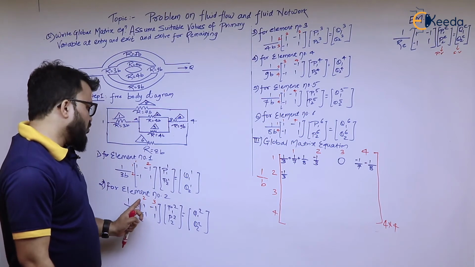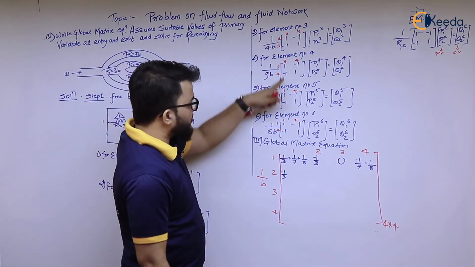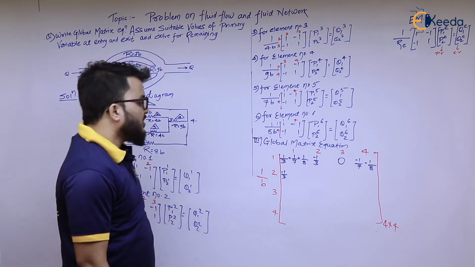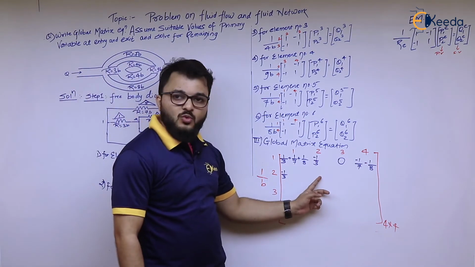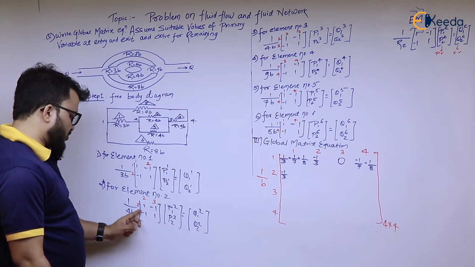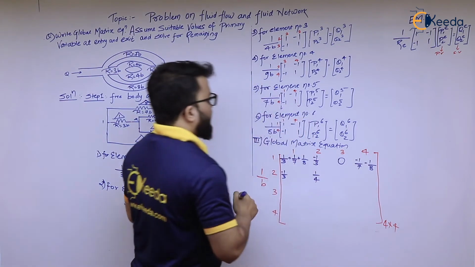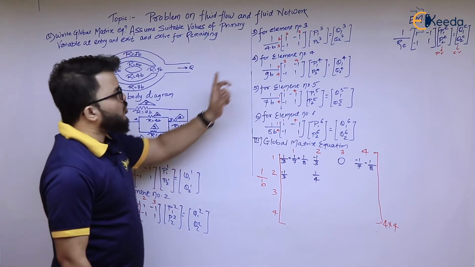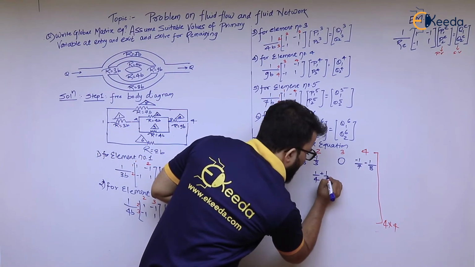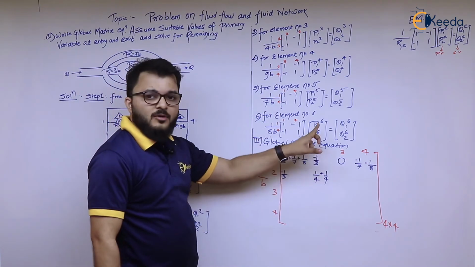Next, row number 2, column number 1. There is nothing in row number 2 and column number 1. So now I will search for row number 2 and column number 2. Row number 2, column number 2 becomes 1 by 4. Okay, row number 2, column number 2, this is also 1 by 4, so I will add plus 1 by 4. Okay, so row number 2, column number 2 is over.